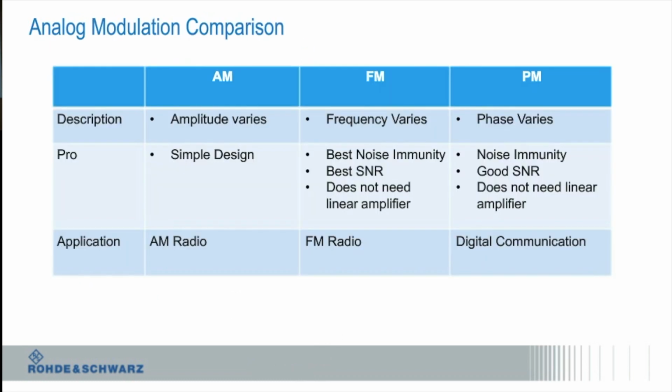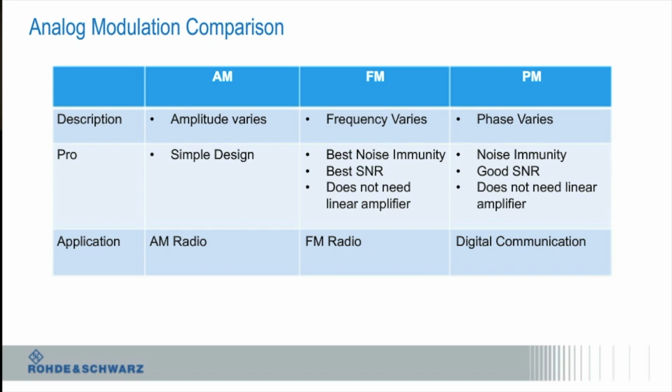So what are some of the advantages, disadvantages? The advantage of AM, it's really easy to design. AM radio stations, obviously they were cheap. That's why they liked them in the beginning. Really simple. You're varying the amplitude. Frequency has the best noise immunity because typically more of the noise that you're going to see in the real world is going to be amplitude noise. Has the best SNR. And you don't need a really linear amplifier.